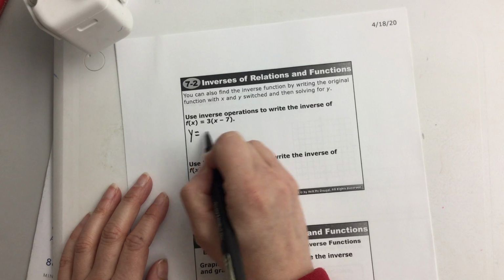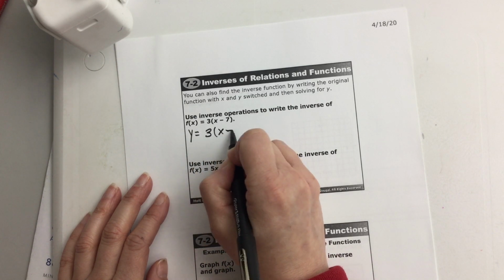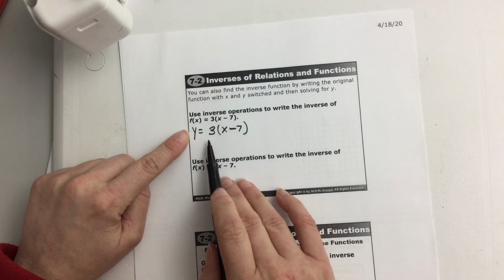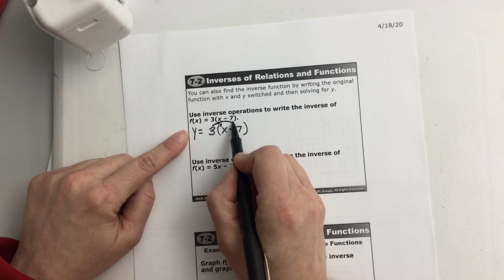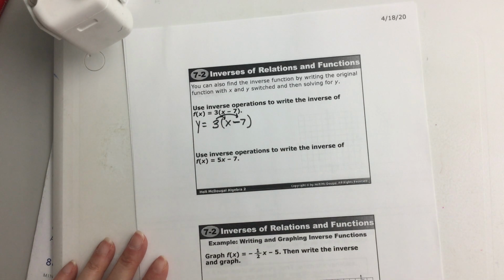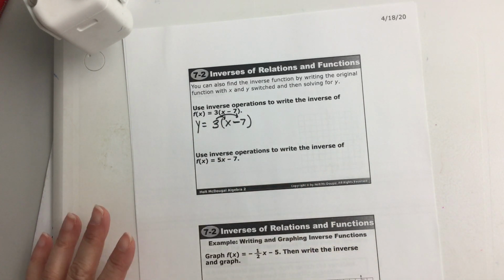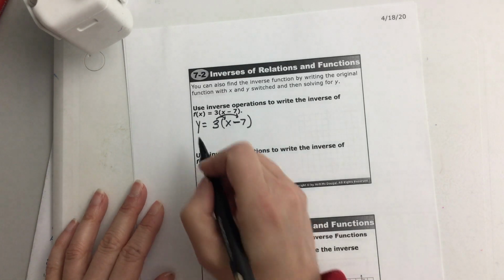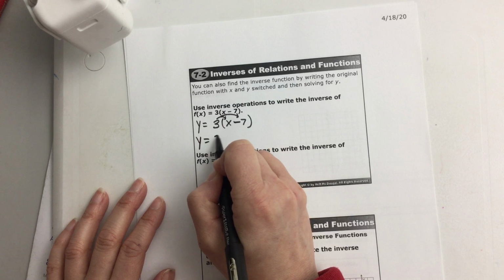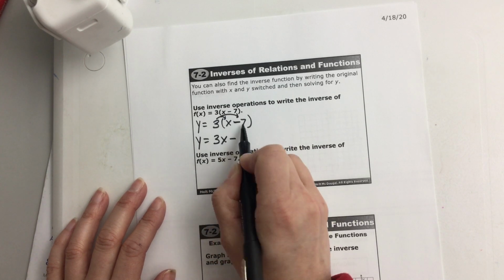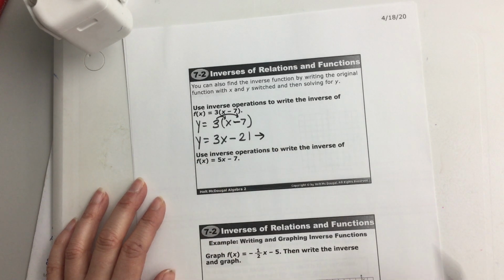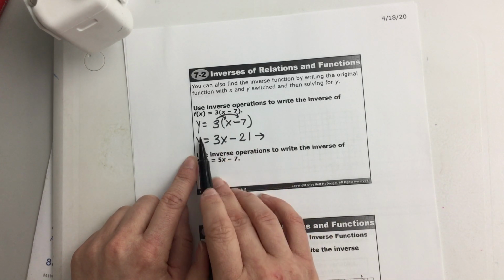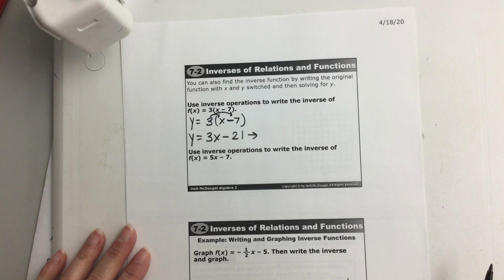Step 1, f of x, change it to y. Now, I think the easiest thing to do here, because I do have that set of parentheses, is to go ahead and distribute. You could divide and do some other things, but I think it is going to be easier just to get rid of the parentheses right off the bat. So I said y equals 3 times x is 3x minus 3 times 7 is 21. So step 1 is all of this. I changed f of x into y. I got it into a format where I'm ready to go.